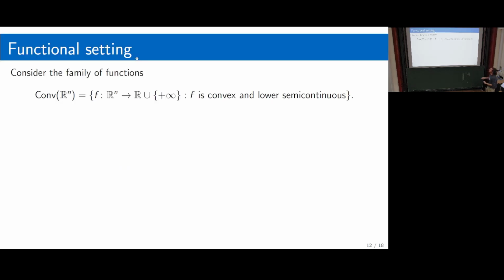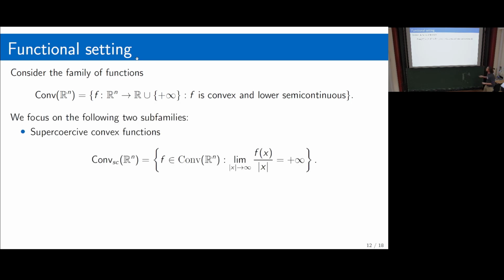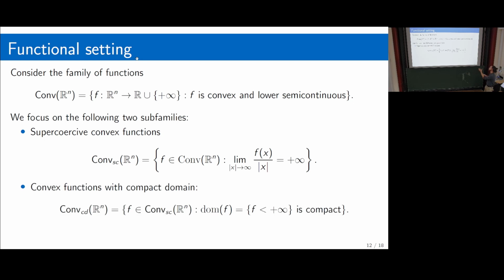Okay, so now I will switch quickly to the functional setting. This will be clear in a second. So let's go for a second to the world of convex functions. We're interested in two particular families: the family of supercoercive convex functions. These are just functions that go to infinity quicker than linear. And then we consider the further subspace of the functions that have compact domain in this set here. The domain is just the set where the function is defined.